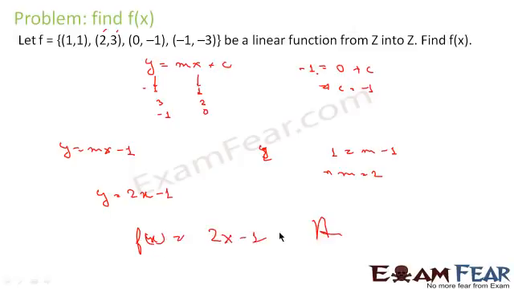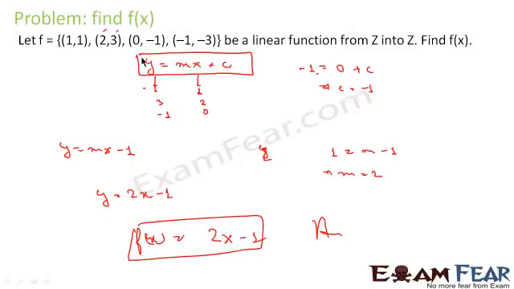This is the answer. What we have done is we have taken a general equation f(x) is equal to mx plus c, or y is equal to mx plus c, because that's the linear equation they are talking about. They have given different values, so we have put the values and found the values of m and c. m comes out to be 2 and c comes out to be minus 1. So we have replaced the values of m and c in this equation. So we got y is equal to 2x minus 1. So f(x) is equal to 2x minus 1 is the answer.